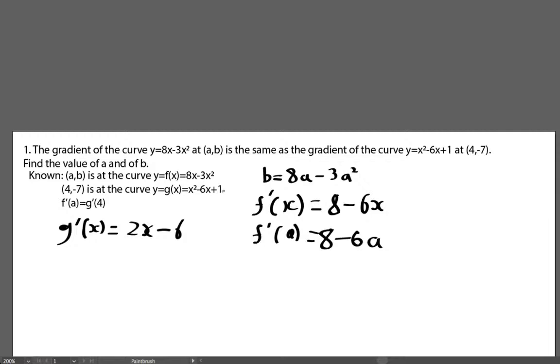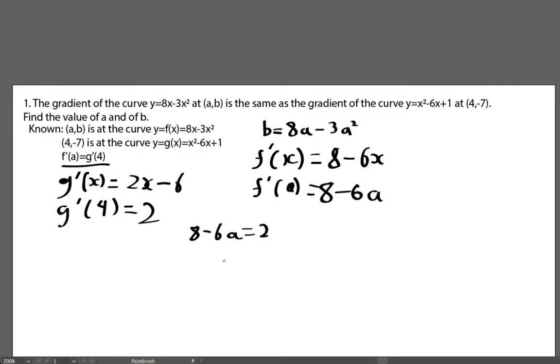And so when you just plug in g prime of 4, what you'll get is 8 minus 6, which would equal 2. And so we can actually use this third point here to find out what a is. So we know that 8 minus 6a equals 2. When you try to solve this, this would be 6 equals 6a, which means that a would equal 1.